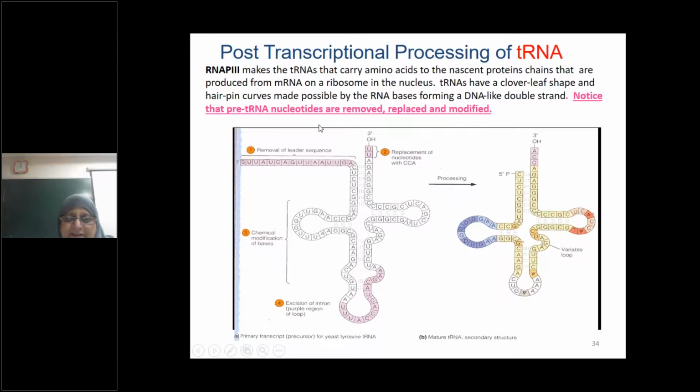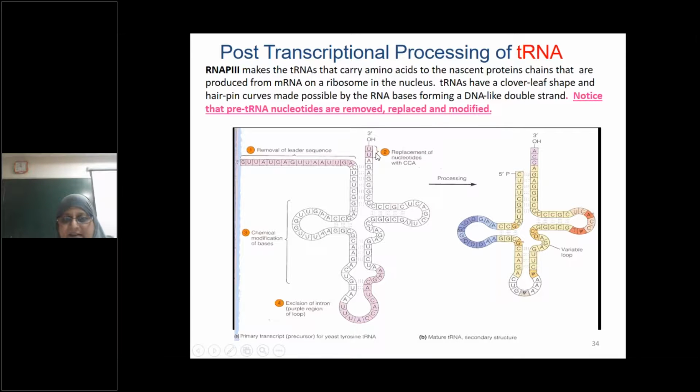Now, the RNA that is formed from transcription will undergo post-transcription modification to form the mature RNA. So, what is happening here? The pre-transfer RNA nucleotides are removed, replaced, and modified. So, you can see what is being replaced here.